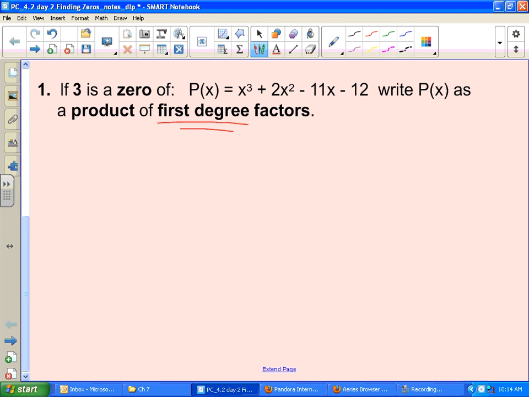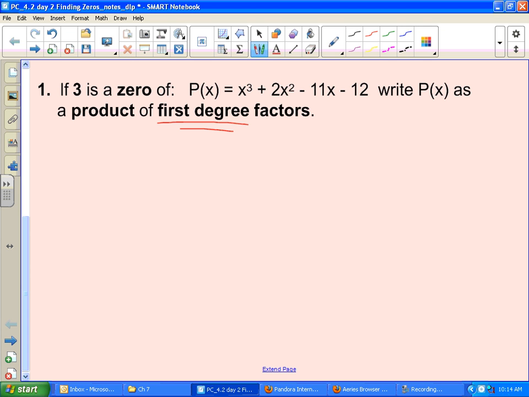Anything. f of x equals x? Sure, that one would work. y equals x would work. Anything that's in slope-intercept form, basically, y equals mx plus b. So that's all that this means. First degree factors just mean I want to break this thing up so that I get binomials: x plus a number, x minus a number. That's what we want to end up with.